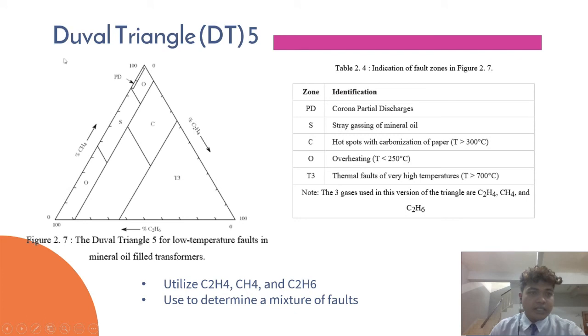So here is the last triangle, which is DUVAL triangle 5, DT5, that will be used in this paper for my project. DT5 utilizes C2H4, CH4 and C2H6. DT5 is used to define the mixture of fault. DT5 only can be used when DT1 indicates the fault of D1 and D2. As before, we can see the identification of fault zone for DUVAL triangle 5.